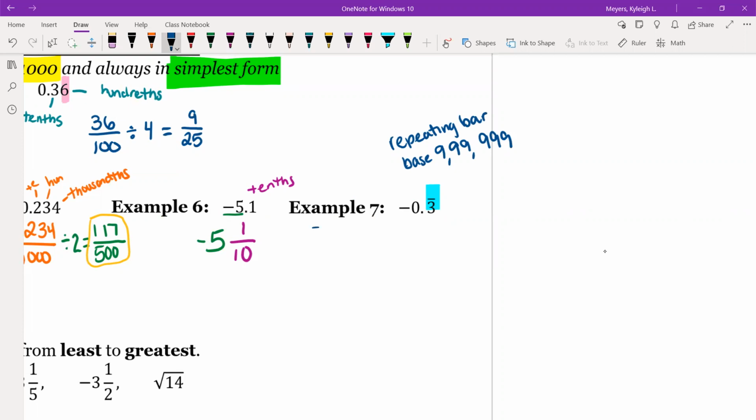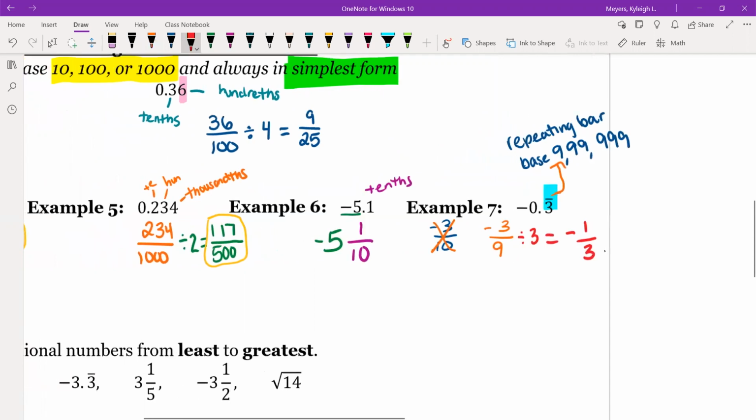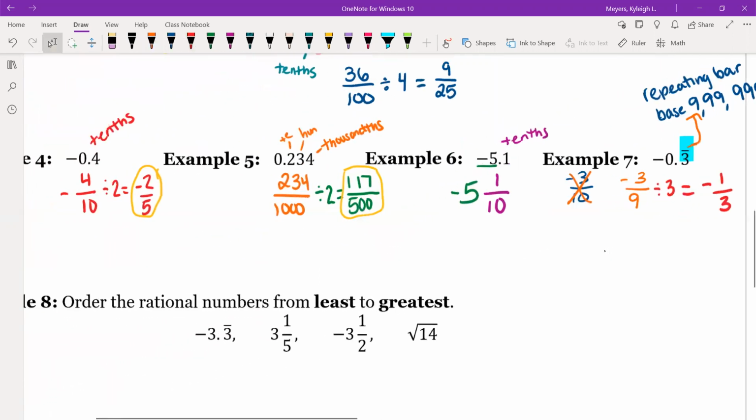So this wouldn't be -3 over 10. It would be -3 over 9 because this is the first decimal. So it'd go to 9. So pretty much instead of the tenths, it's the nines. And then we can simplify that, right? Divide them both by 3. And you get -1/3. Okay, and again, there's an easy way to do all this on your calculator, so don't stress too much.